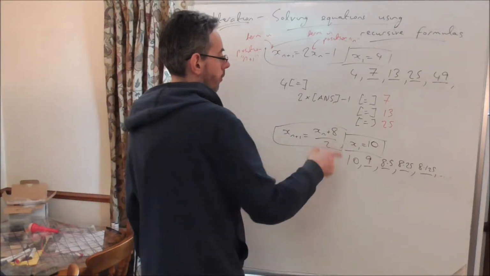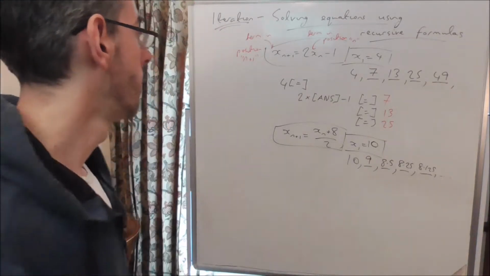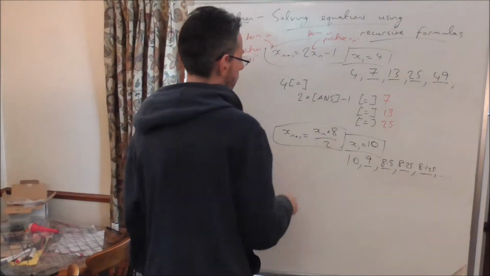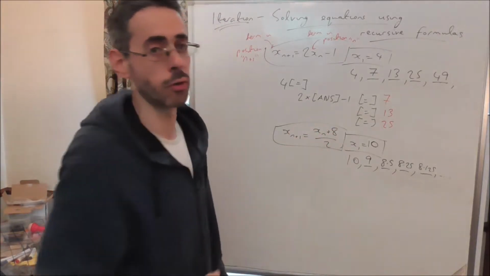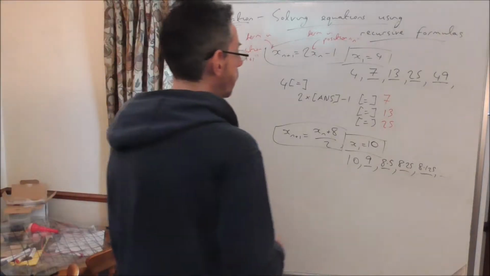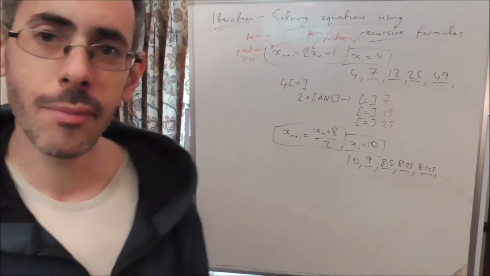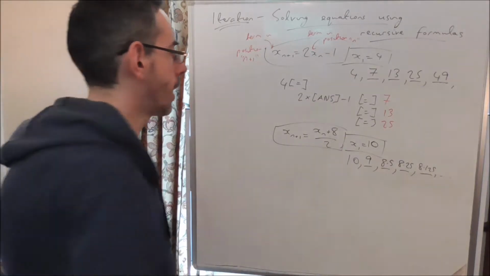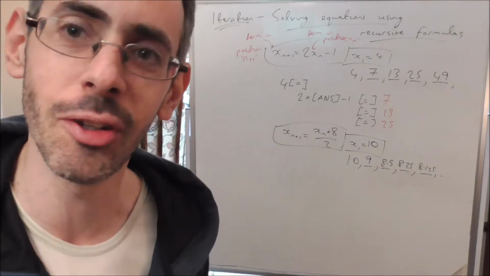You have to press 10 equals to store 10 into the calculator. And then you have to enter this formula, so you press answer plus 8 divided by 2. Keep pressing equals and see what happens. You'll notice that the terms get closer and closer to 8. In theory, the terms never actually get to 8, although the calculator eventually rounds the answer to 8 because it can't write all those zeros.